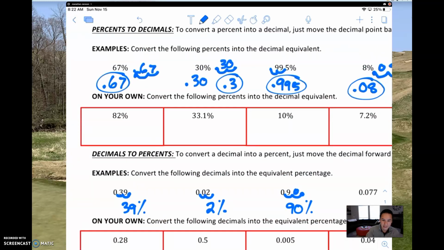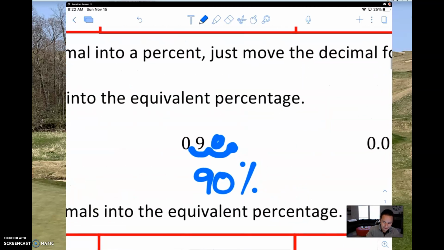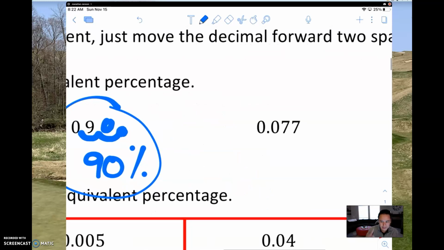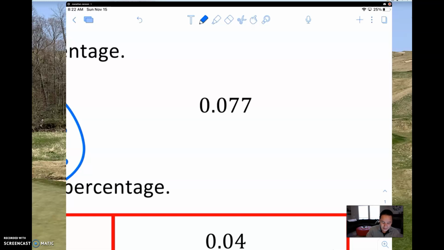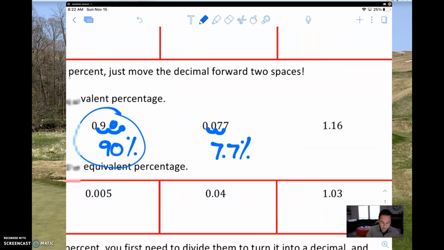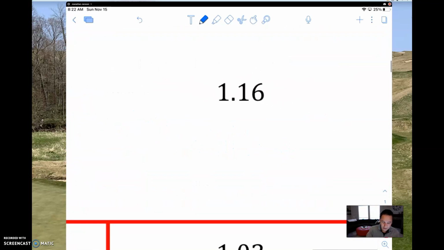It kind of looks like above. Remember we did 30% is 0.3, way up in here. 30% is 0.3. 90% is 0.9. 80% is 0.8. 70% is 0.7. So those are ones that you want to get used to. And we see 0.077, move the decimal over 2 spots, and it's going to be 7.7%. And the last one, if we move it over 2 spots, it would be 116%.